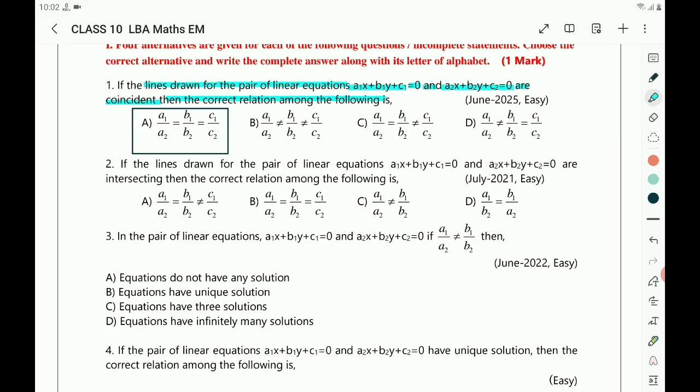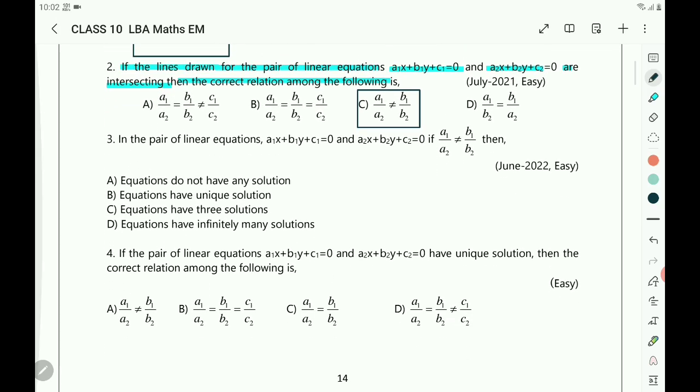Then the second question: If the lines drawn for the pair of linear equations a1x + b1y + c1 = 0 and a2x + b2y + c2 = 0 are intersecting, then the correct relation among the following is. Here they are intersecting lines. Intersecting lines means they have only one solution. Then the relation is a1/a2 is not equal to b1/b2.